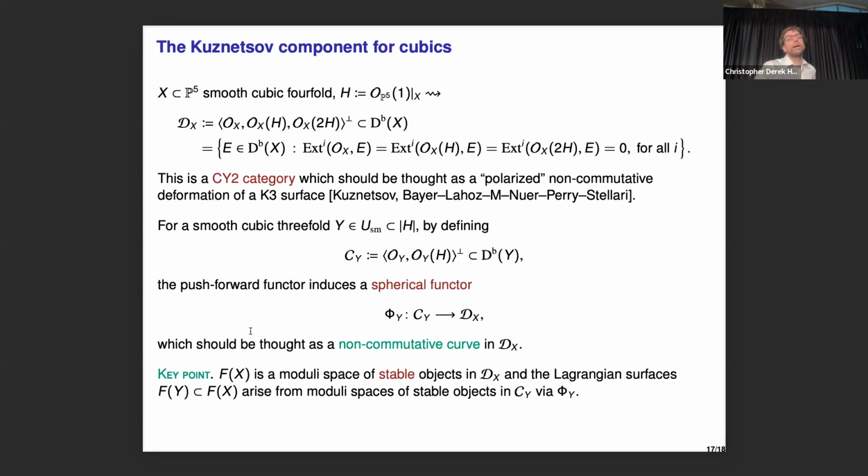And so I do the same thing. I look at a cubic threefold, there is a Kuznetsov component, and then I look at the pushforward, and this gives me some sort of non-commutative curve inside my K3, and I should think about a non-commutative curve in some sense. The interesting Lagrangians that we have come from moduli spaces on this non-commutative curve. And so the idea will be, okay, maybe there is a simplification.